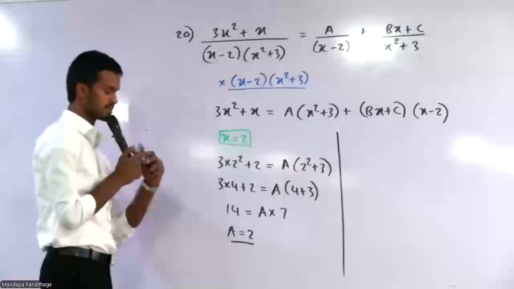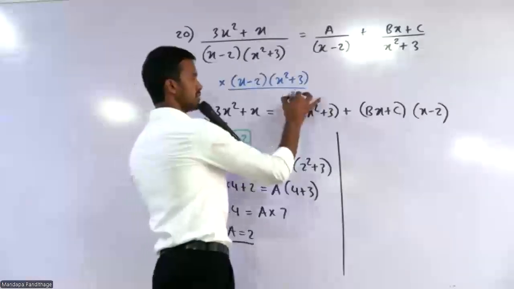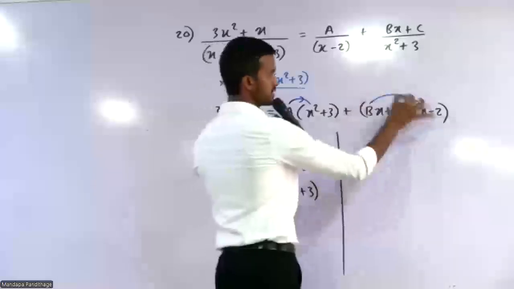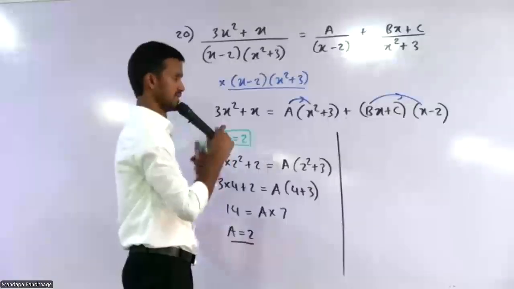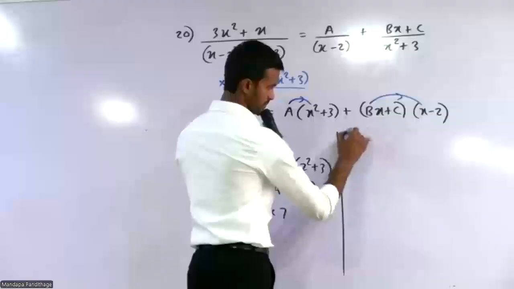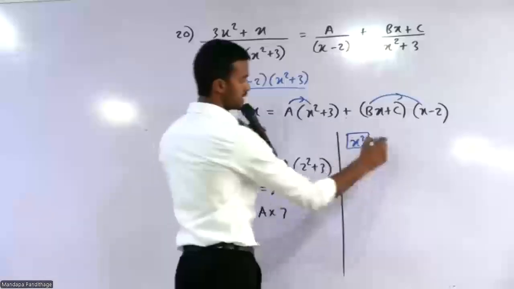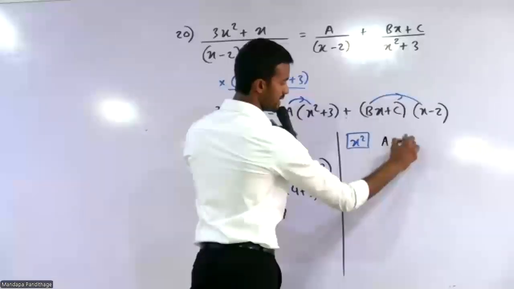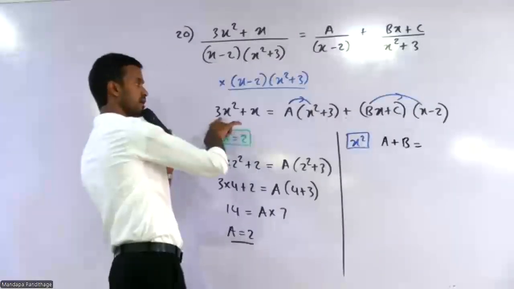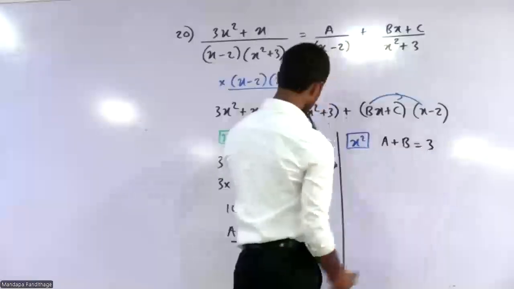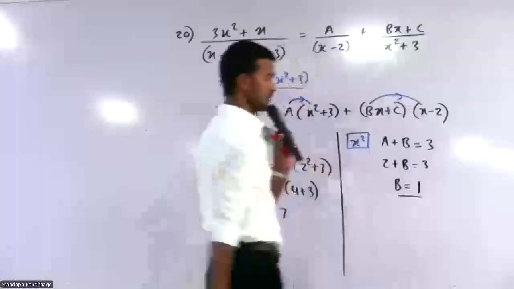Then I told you, since the substitution is over, compare the coefficients. You are getting x squared from two places. One is this, and the other one is Bx into x. Compare the coefficient of x squared. Here it's A, and here it's B, and on the left hand side, it's 3. Previously it was 0, because there was no x squared, but now we got 3. We know A is equal to 2, so B is equal to 1.